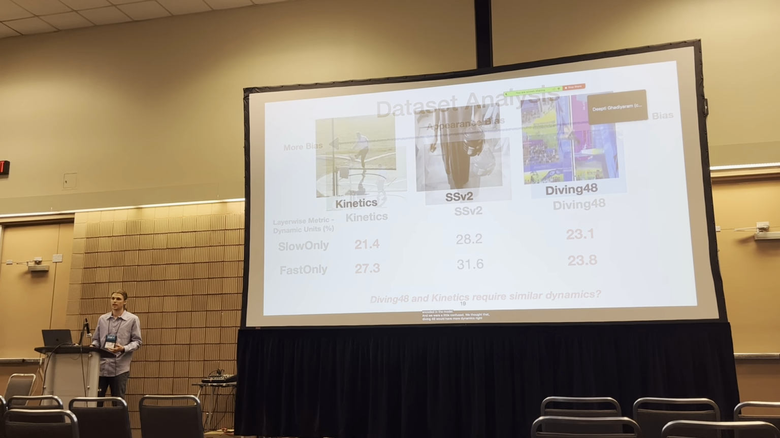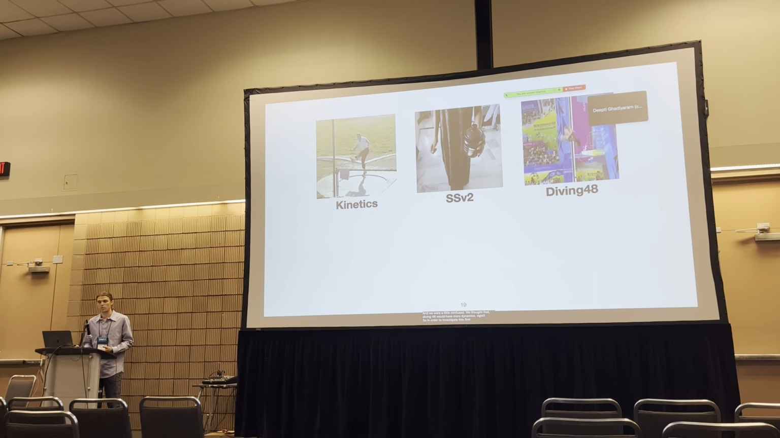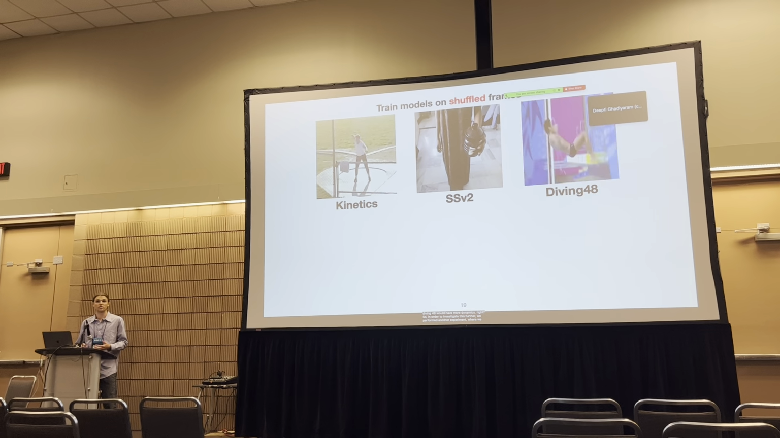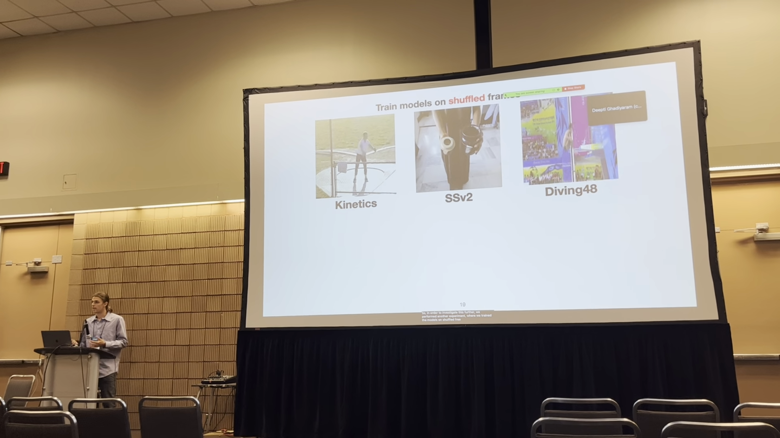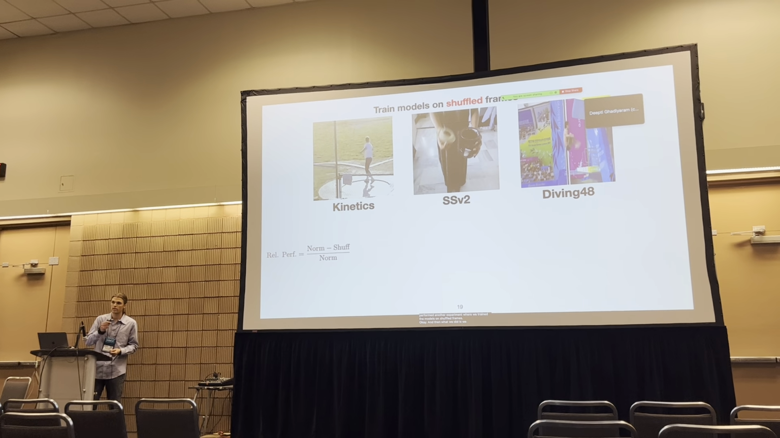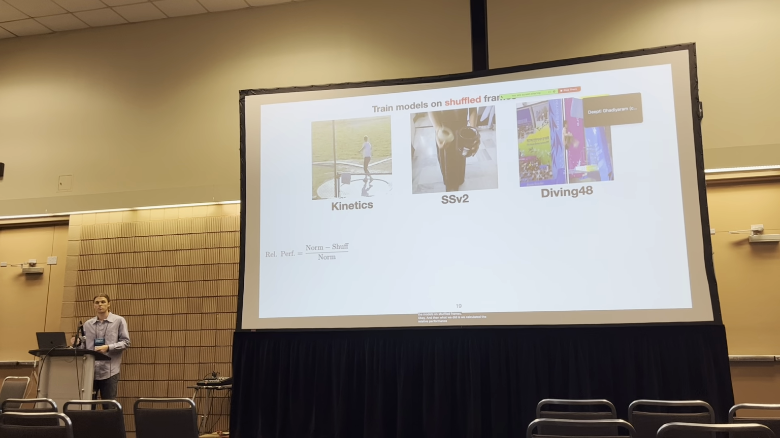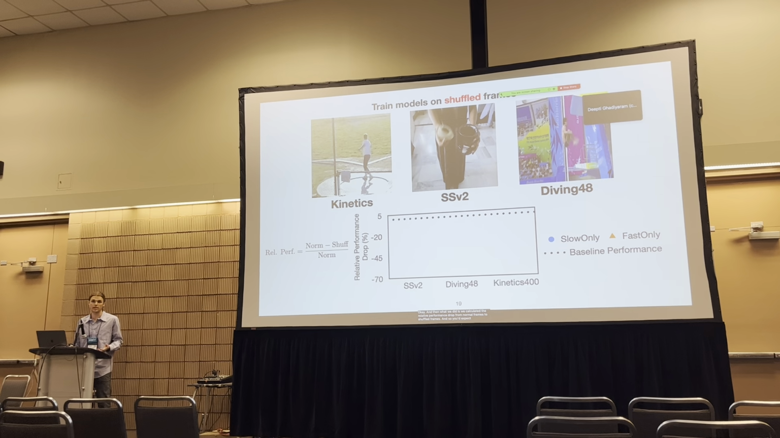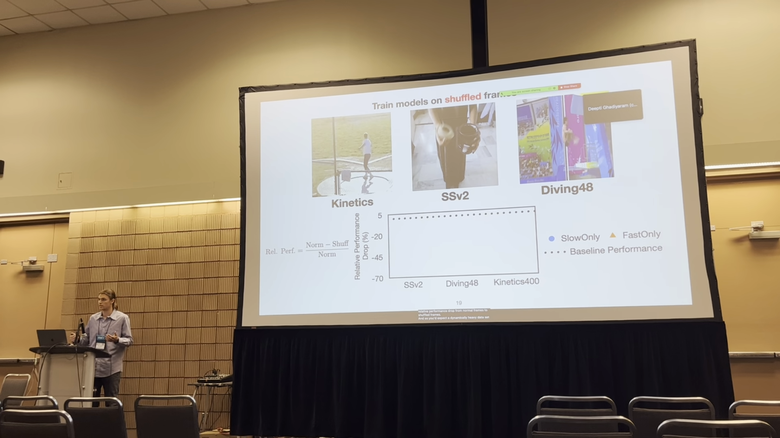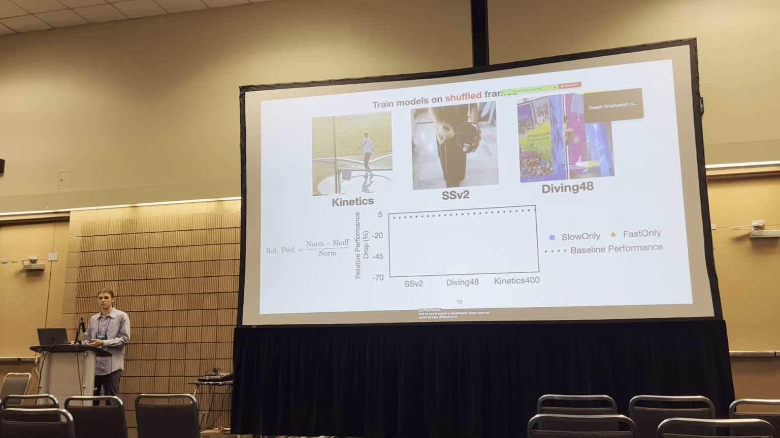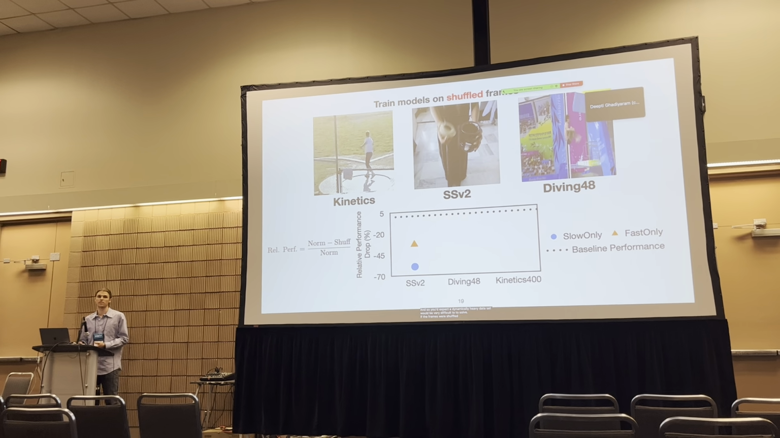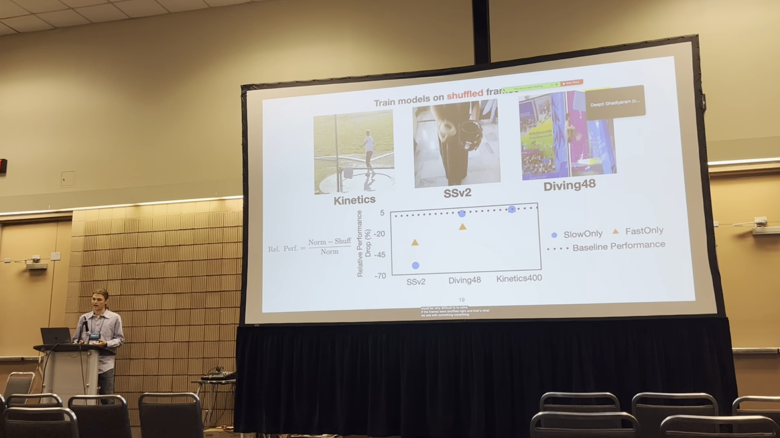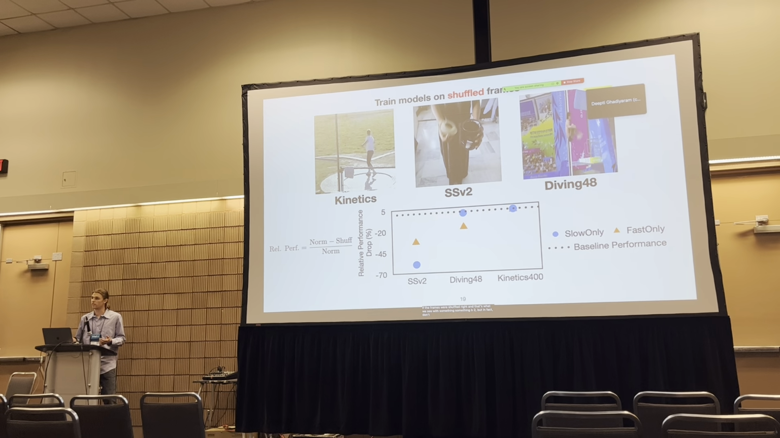So in order to investigate this further, we performed another experiment where we trained the models on shuffled frames, okay? And then what we did is we calculated the relative performance drop from normal frames to shuffled frames. And so you'd expect a dynamically heavy data set would be very difficult to solve if the frames were shuffled, right? And that's what we see with Something-Something v2, but in fact, Diving48 and Kinetics were quite similar.